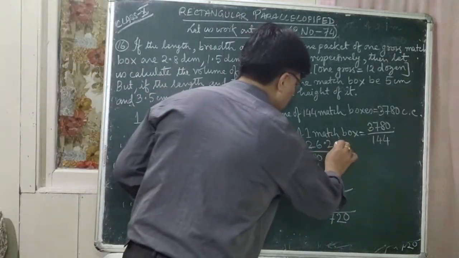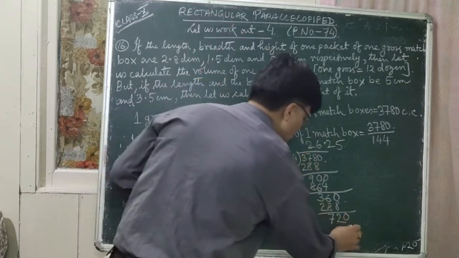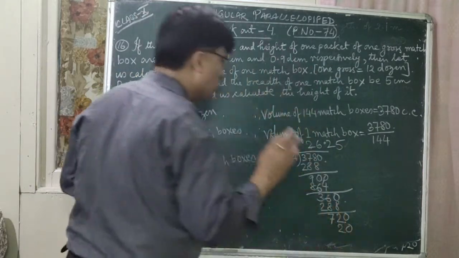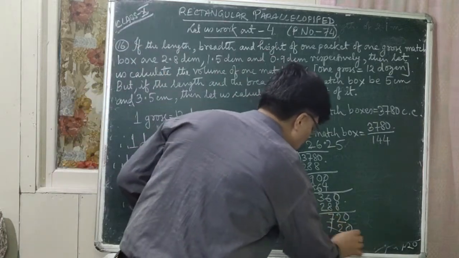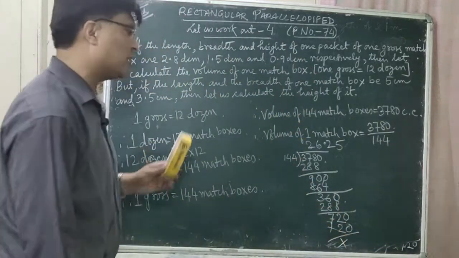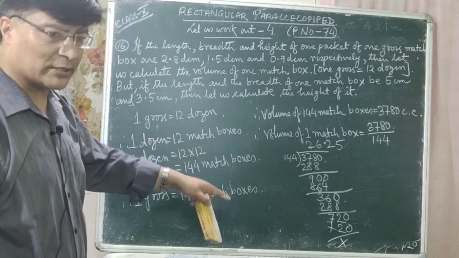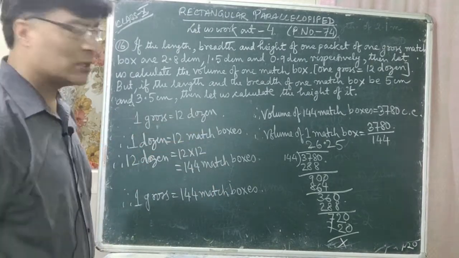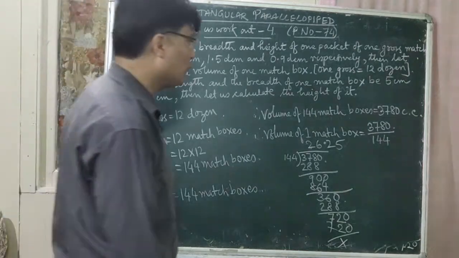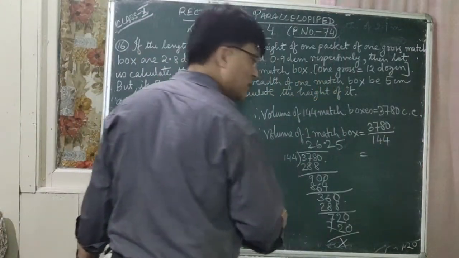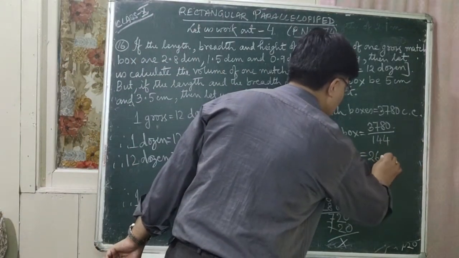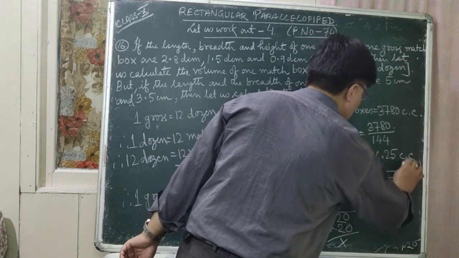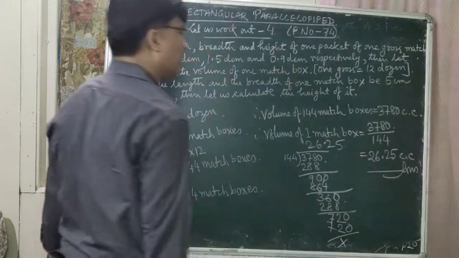So it goes 5 times, I think. 5 4s are 20, 5 4s are 20 plus 2 is 22, 5 1s are 5 plus 2 is 7, that is 720. 720 minus 720 is 0. So how many times does it go? It is 26.25, which is equal to 26.25 cubic centimeter. So this is the answer for the first part.